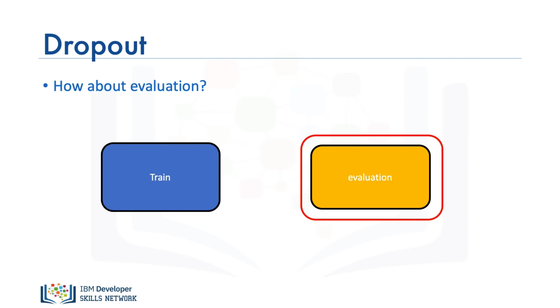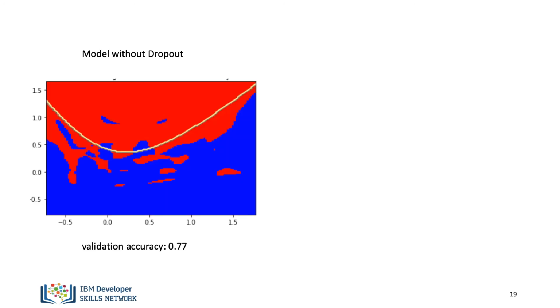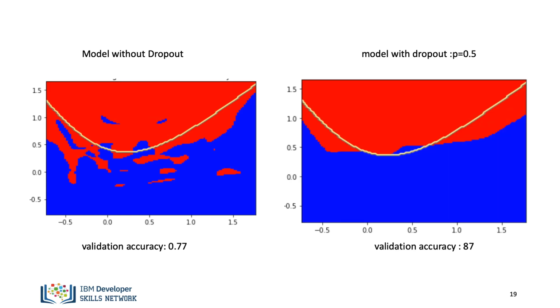Let's see the evaluation phase. For the evaluation, we do not multiply the activation function with the Bernoulli random variable R. We simply run the neural network with all the neurons being active. We see the model with no dropout has regions that overlap the decision boundary. The validation accuracy is 77%. We see that the decision function generated by the neural network using a dropout of 0.5 is much less likely to overlap and has an improved validation accuracy of 87%.